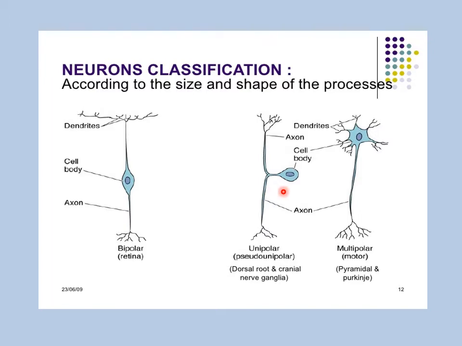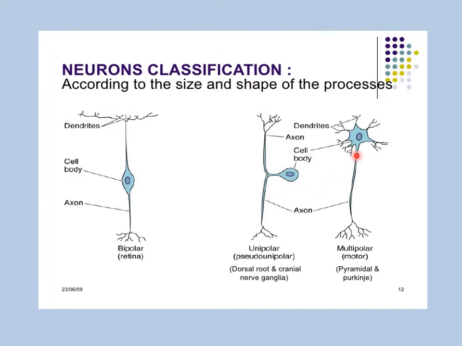Whereas the unipolar neurons are also called pseudo-unipolar neurons. They have a single cell body, and a single process emerges from the cell body and then diverges in a T-shaped manner. Therefore, it is called a pseudo-unipolar neuron. The pseudo-unipolar neurons are found in the dorsal root ganglia.